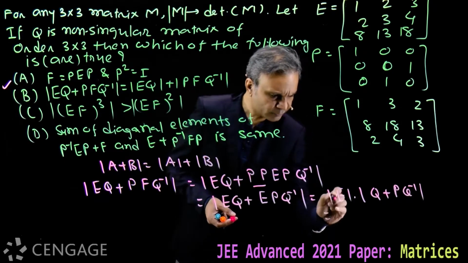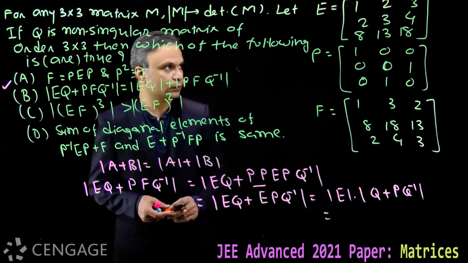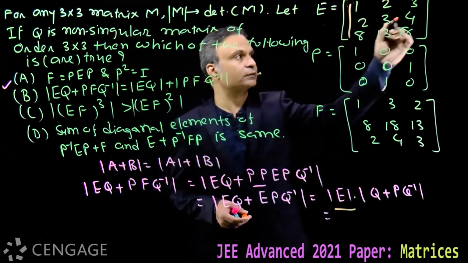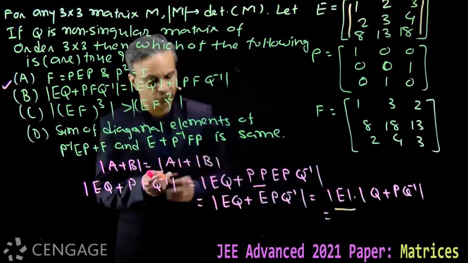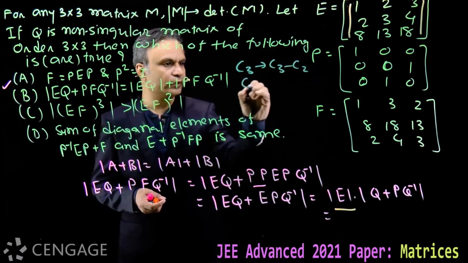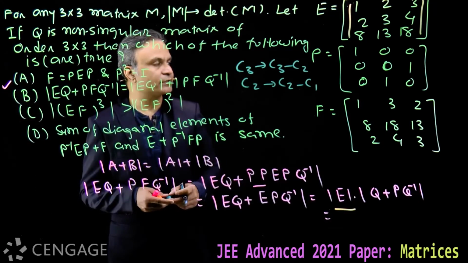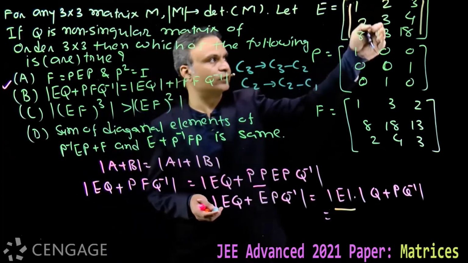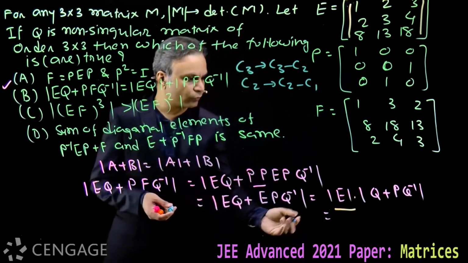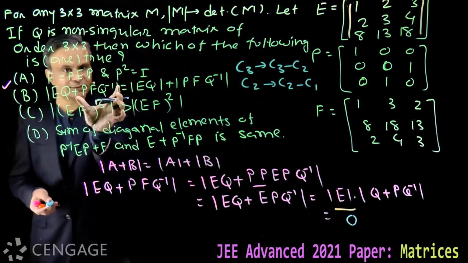Now we can find the value of modulus of E. How will we find its value? To find the value of modulus of E, we first simplify this determinant. We can use operations C3 changes to C3 minus C2 and C2 changes to C2 minus C1. In that case we will find elements 1 1 5, 1 1 5. Two columns are same, so value of modulus of E will be 0. So here LHS is 0.